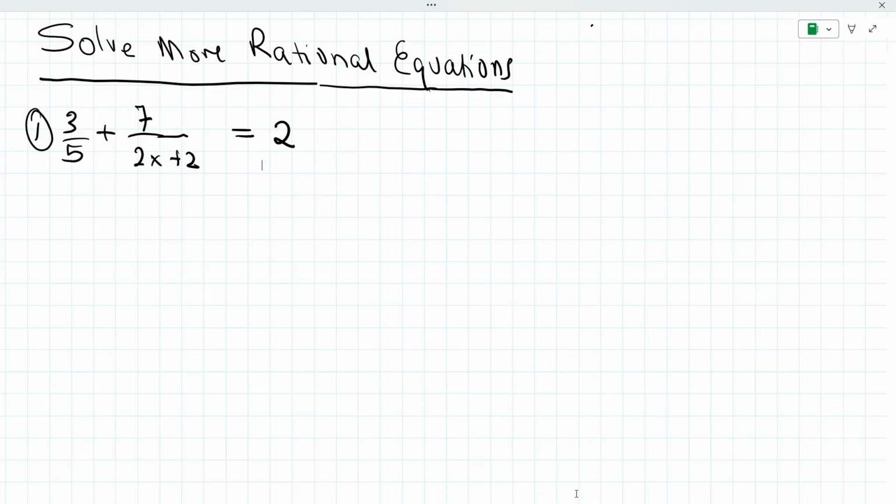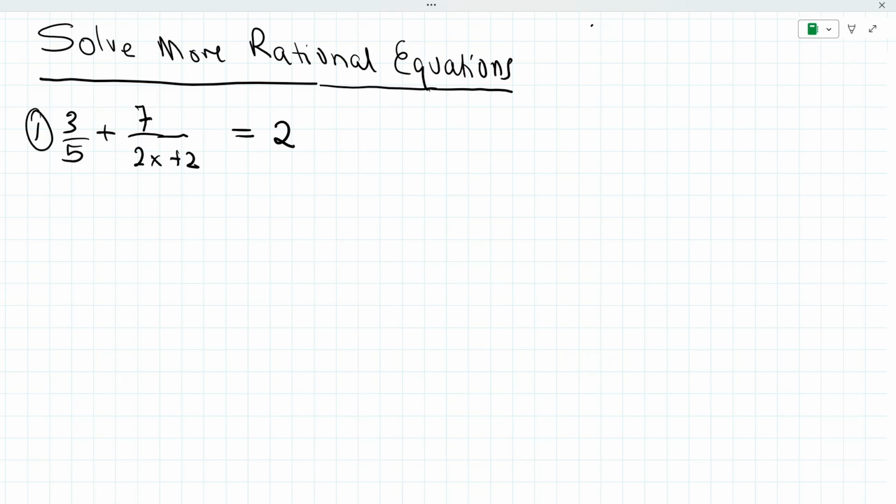Okay, now let's get down into it. We are given an equation to solve. Reading: 3 divided by 5 plus 7 divided by 2x plus 2 is equal to 2.